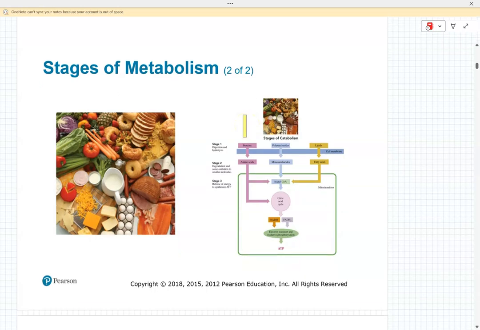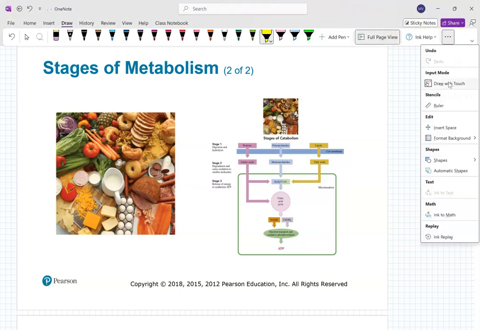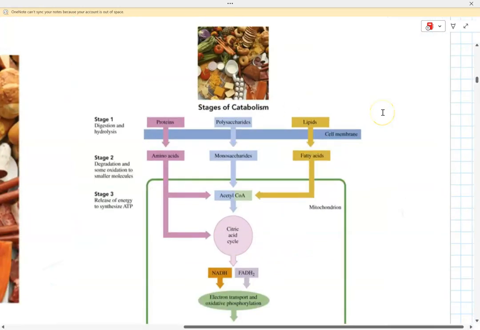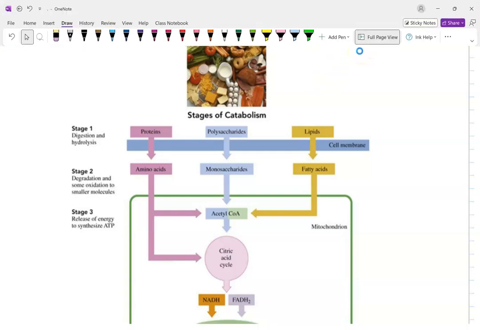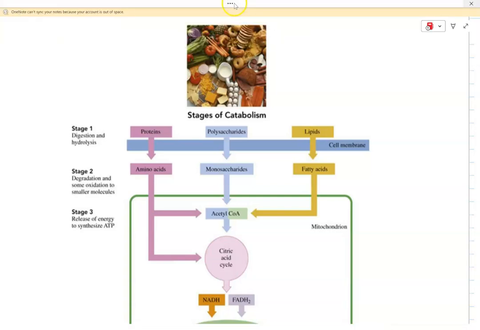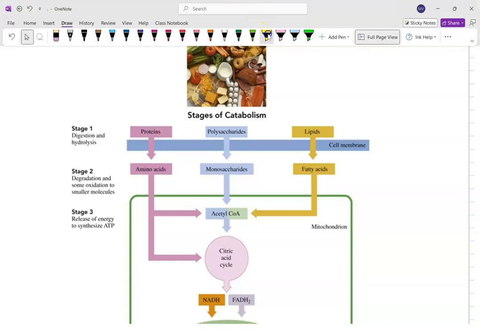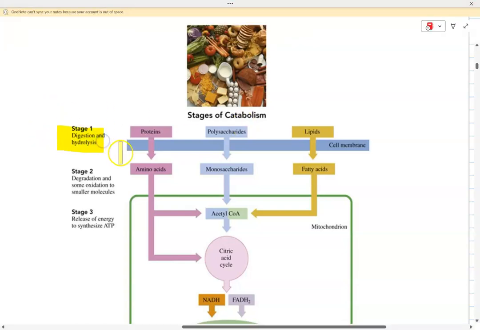So here in this illustration you can see those three stages of metabolism. So first, you have digestion, right? You probably can see it better. So during digestion, proteins are broken down to amino acids, polysaccharides to monosaccharides, and lipids are broken down, releasing fatty acids and glycerol.